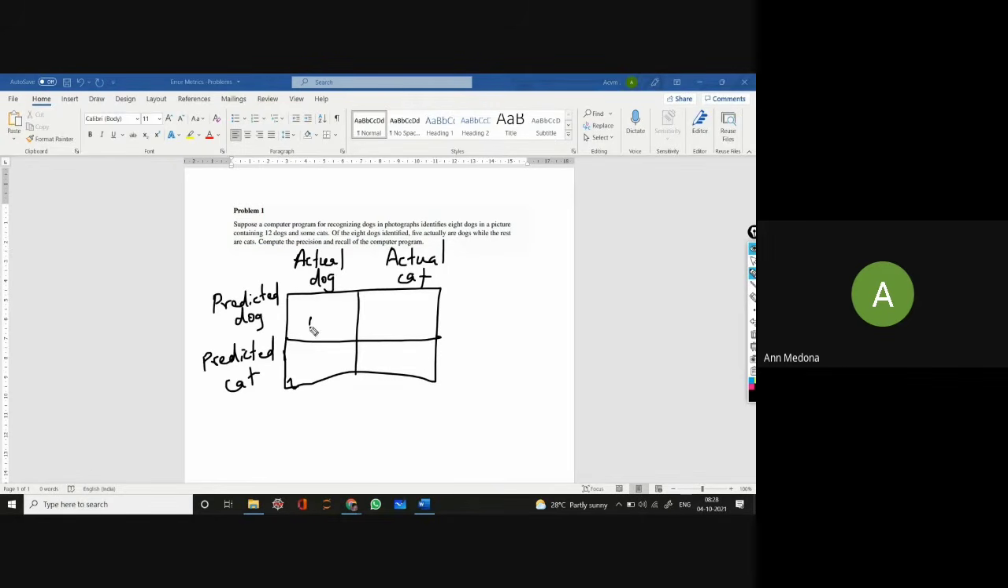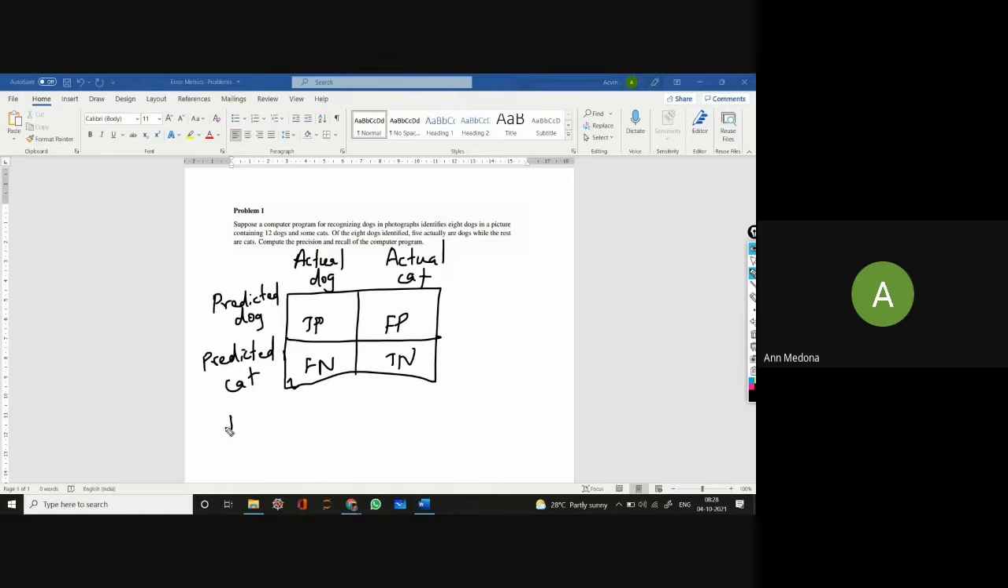So this will be our true positive. This will be our false positive. This is our false negative. And this is our true negative. Okay. So now it is saying that it identifies 8 dogs in a picture containing 12 dogs and some cats.